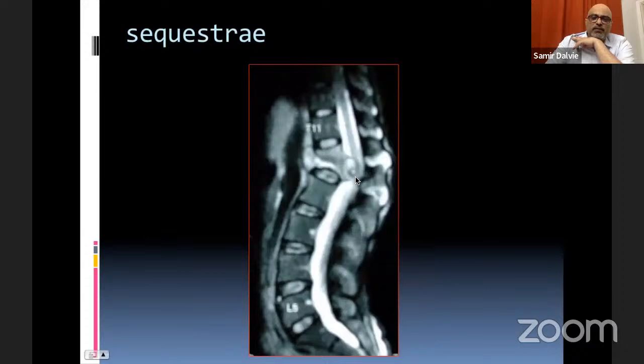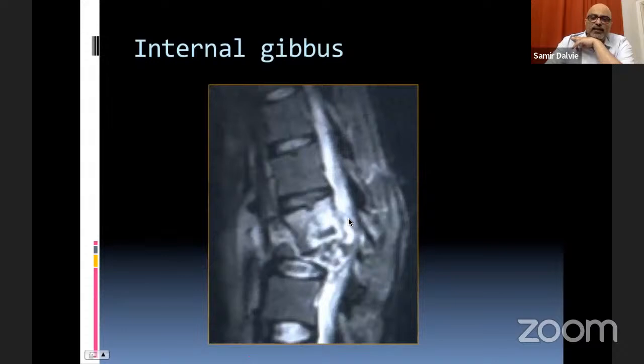This is a sequestrum. Beautiful picture. You can see there's a sequestrum of bone and disc. And I actually found this during surgery. This is a patient who got a deficit while on treatment. And this is an internal gibbous again. So what is compressing? There's no amount of AKT that will help this patient, because what is compressing the cord is this angle, the internal gibbous.